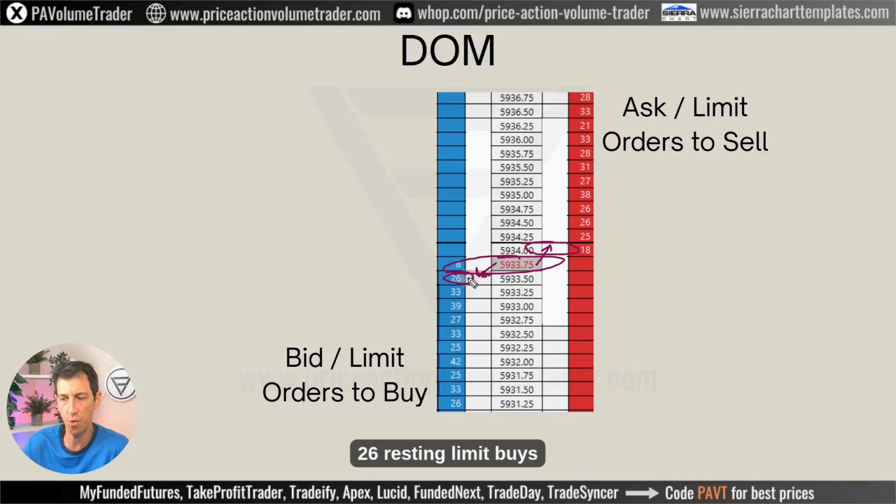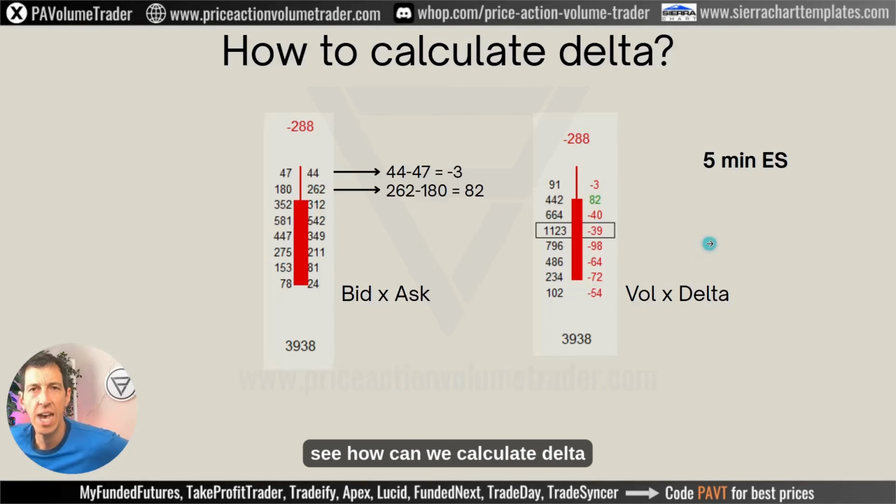level here. We got 26 resting limit buys, but if you execute 30 market sell orders at once, then you're going to clear this level and you're going to get some slippage, and you're going to get short somewhere around the 33.25 area, for example. Okay, but let's go now and see how we can calculate delta.